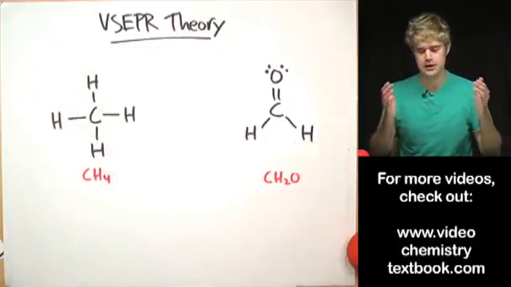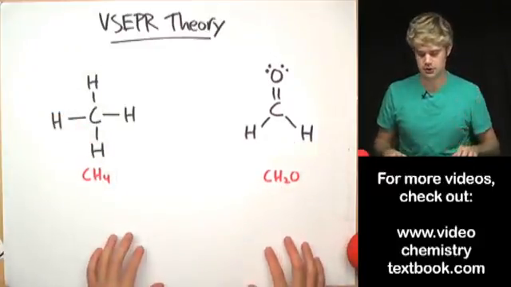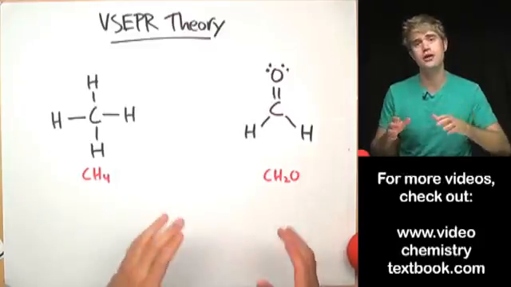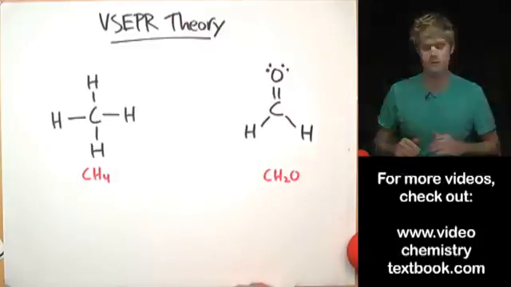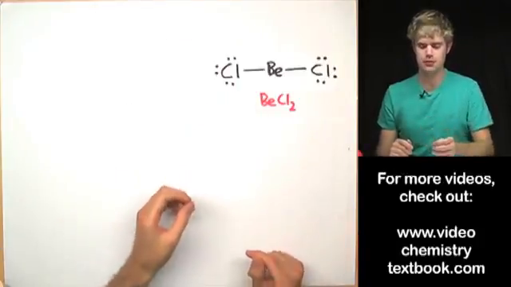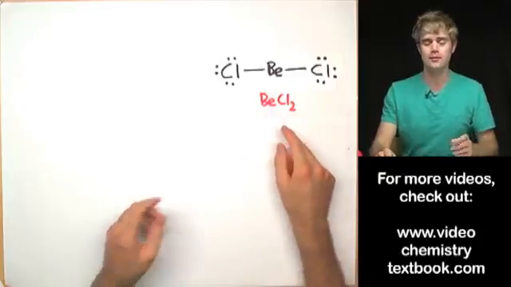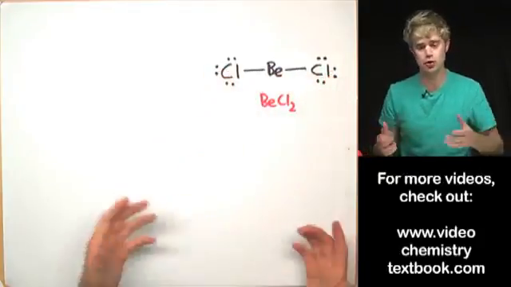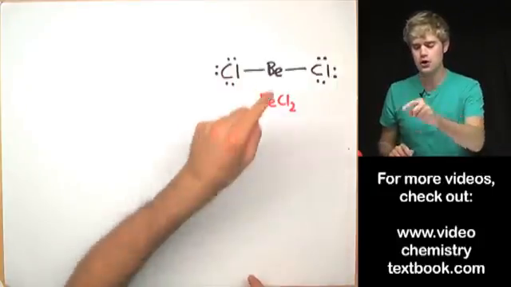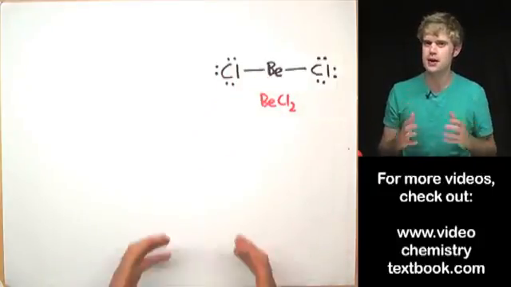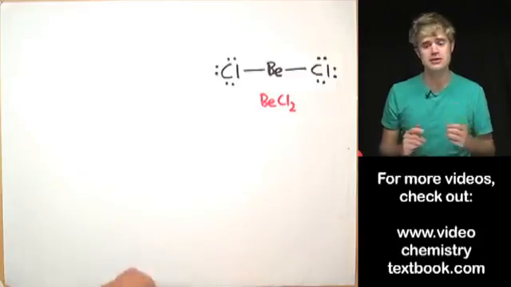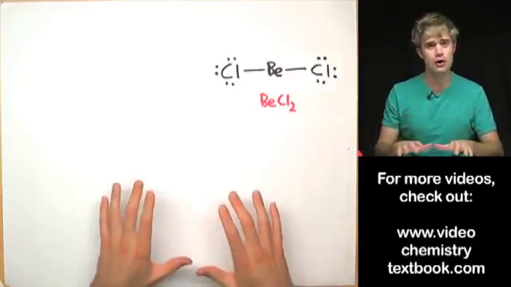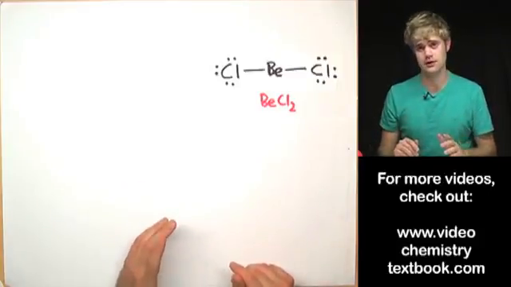So let's take a look at some Lewis structures and figure out what the 3D shapes of those molecules would be. Here's our first example, beryllium dichloride. We've got a beryllium atom, a central atom, surrounded by chlorines on either side. Note that beryllium here is an exception to the octet rule, which means that it's happy to have fewer than 8 electrons in its valence shell.